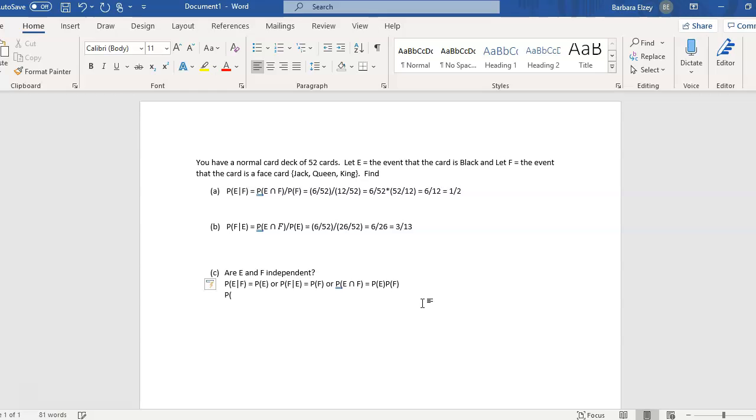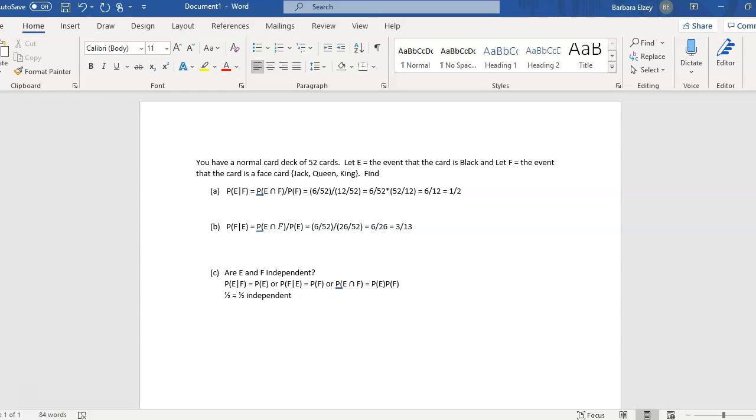Okay, so E given F. Well, we already figured out E given F, and it was a half. So the question is a half equal to the probability of E by itself? Well, we actually figured out the probability of E by itself in the bottom half of this equation. It was 26 over 52, which reduces to a half. So hey, that's independence. Okay. Now we could do the other equations if we want. We'll get exactly the same result.